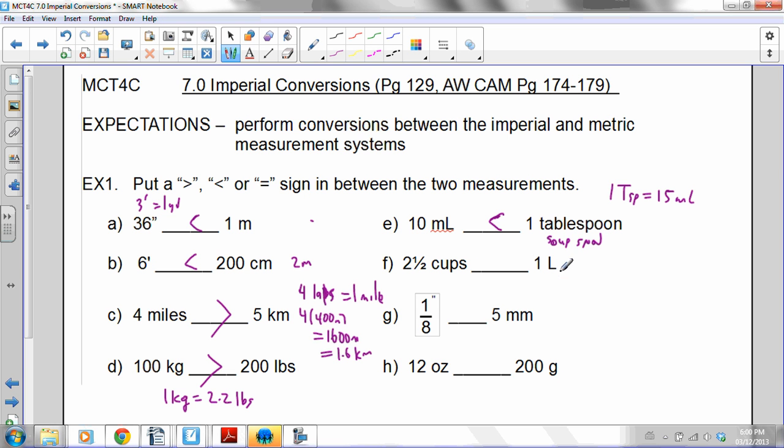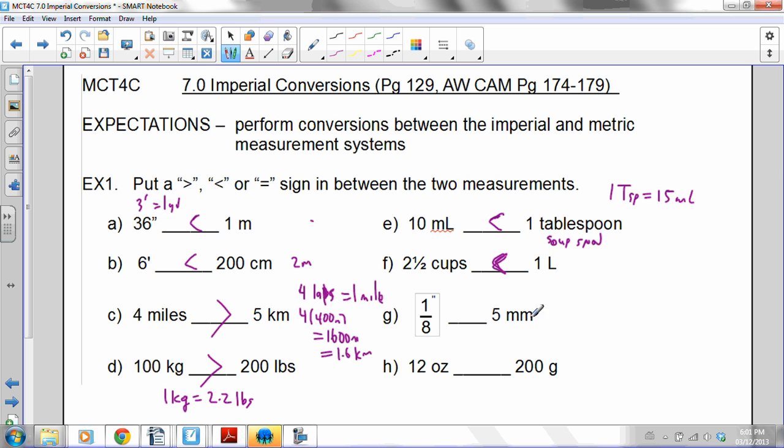2.5 cups and a liter. What do we think about? A cup is like a little cup of milk, and a liter, well, I always think of a liter as kind of like a bag of milk. So can I get 2.5 cups out of a liter? Yes, I can. In fact, I can get more. So probably this one's less than, even though we will check these later. This one was hard for me. When I first did this one, I got it wrong.